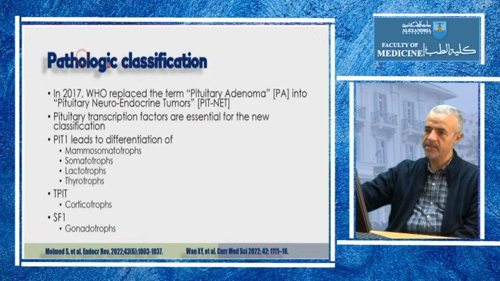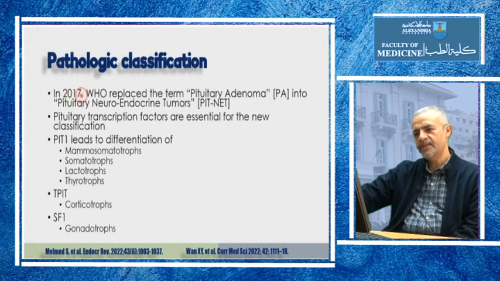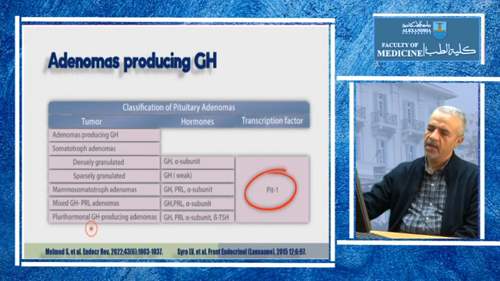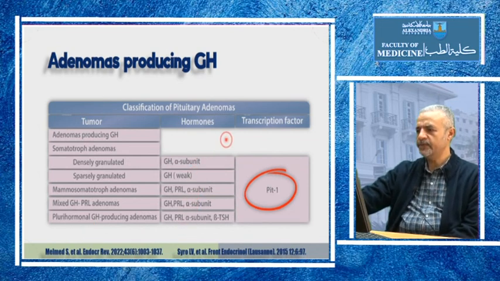The last classification is the pathological classification. In 2017, the WHO replaced the term pituitary adenomas with pituitary neuroendocrine tumors, and this classification depends on the expression of pituitary transcription factors, the ones that I have shown you in the first slide. And so the expression of PIT1 leads to differentiation of either mammosomatotrophs or somatotrophs or lactotrophs or thyrotrophs. The TBET expression leads to the differentiation of corticotrophs, and steroidogenic factor 1 leads to differentiation of gonadotrophs. And so according to the expression of different transcription factors, we get a specific type of tumors.